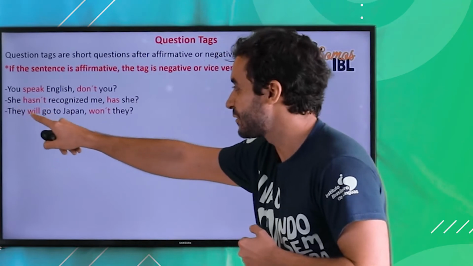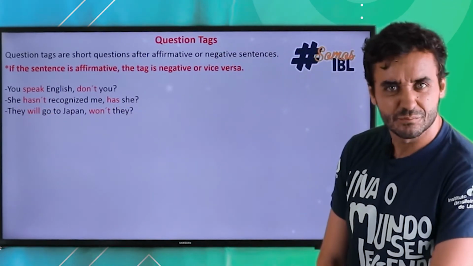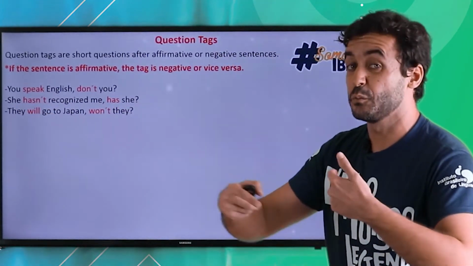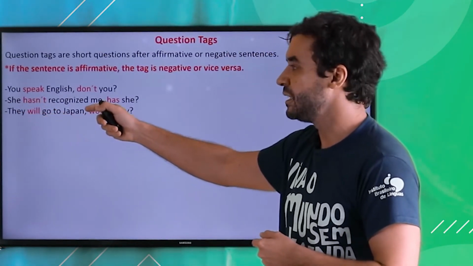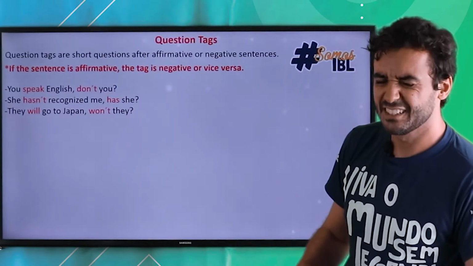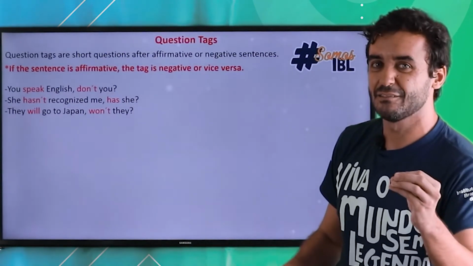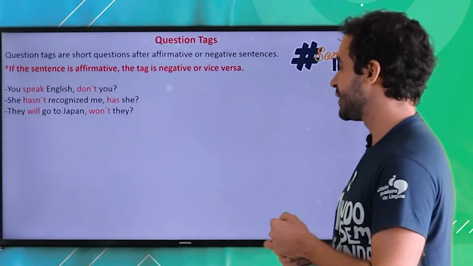So she hasn't recognized me. Has she? Okay. If it was the other way around, we could say, she has recognized me, hasn't she? Right? That's very nice. It's a trick. It's a trick for conversation, right?